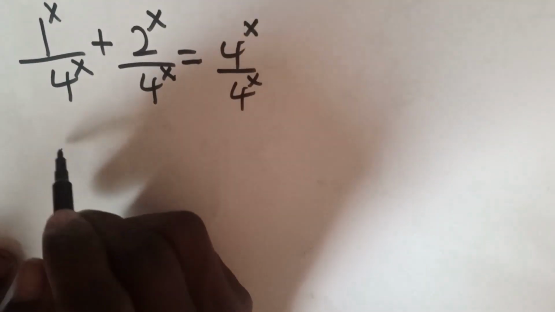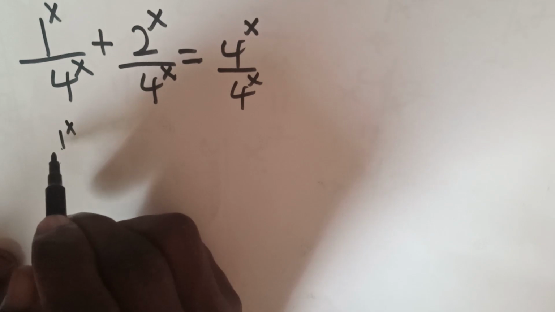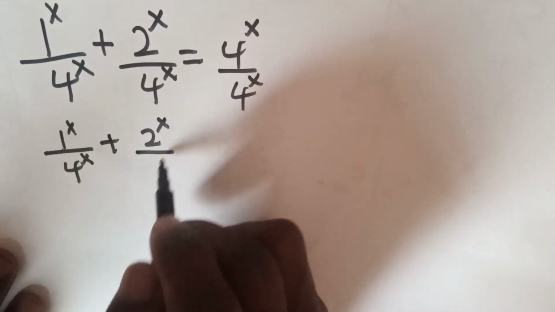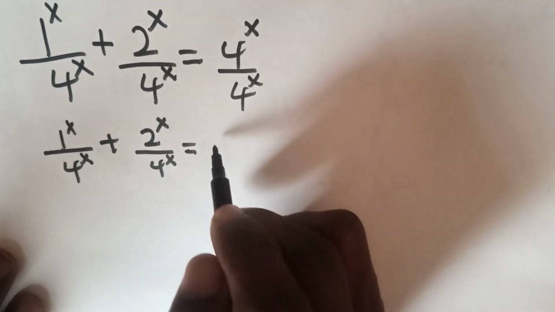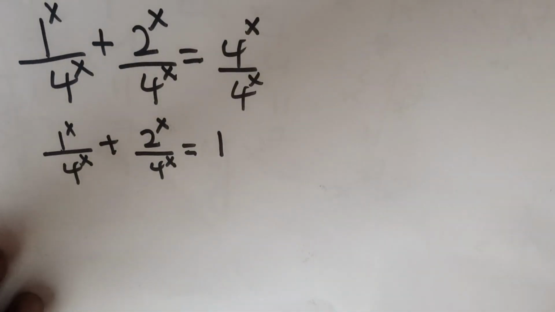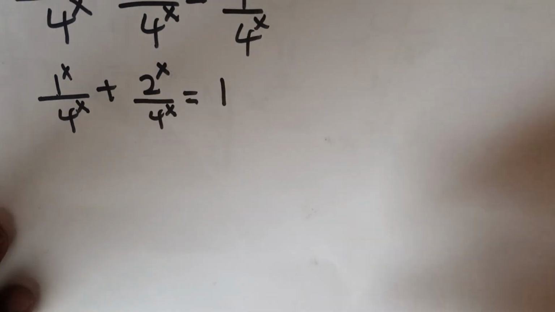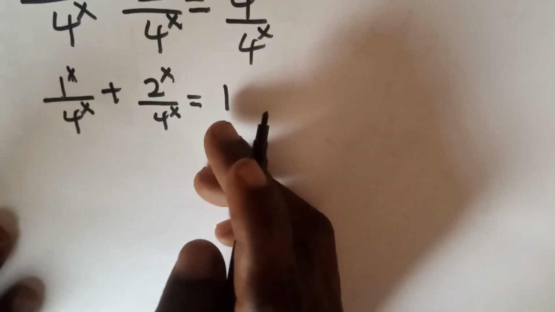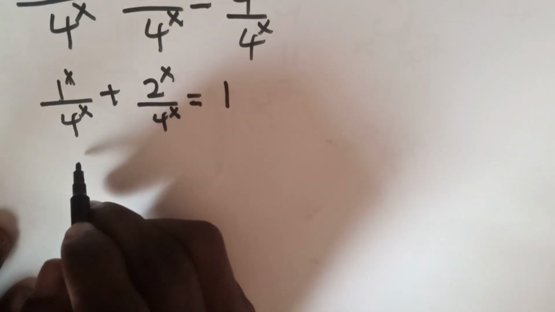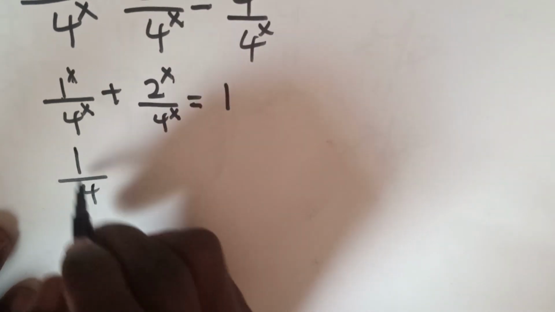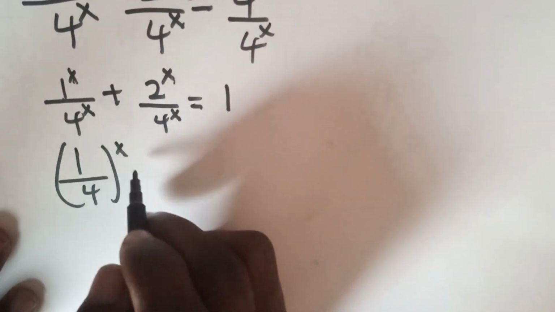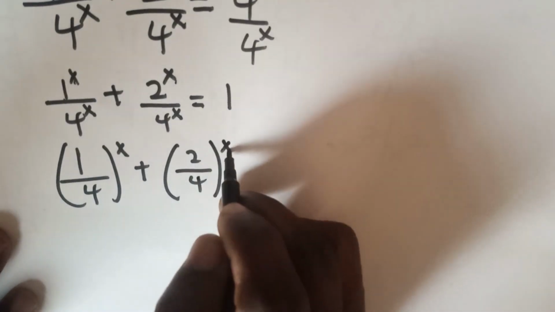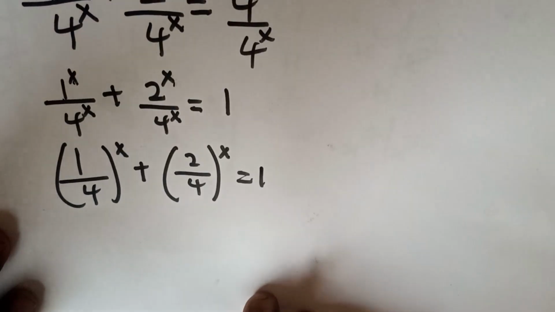So having this, we can now rewrite it as 1 to the power of x all over 4 to the power of x plus 2 to the power of x all over 4 to the power of x equals 1, right? Then what is our next step from this place? The power of x is common, so we are going to bring out the power of x. So we can simply have (1 all over 4) to the power of x plus (2 all over 4) to the power of x equals 1.